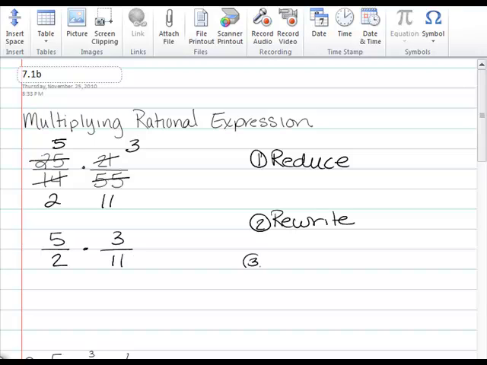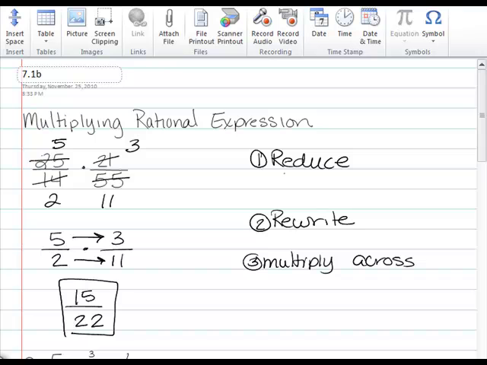The last thing we're going to do is multiply across. We're going to get 5 times 3, which is 15, and 2 times 11, which is 22. And since we reduced it as our step 1, our final answer is in its most reduced format.